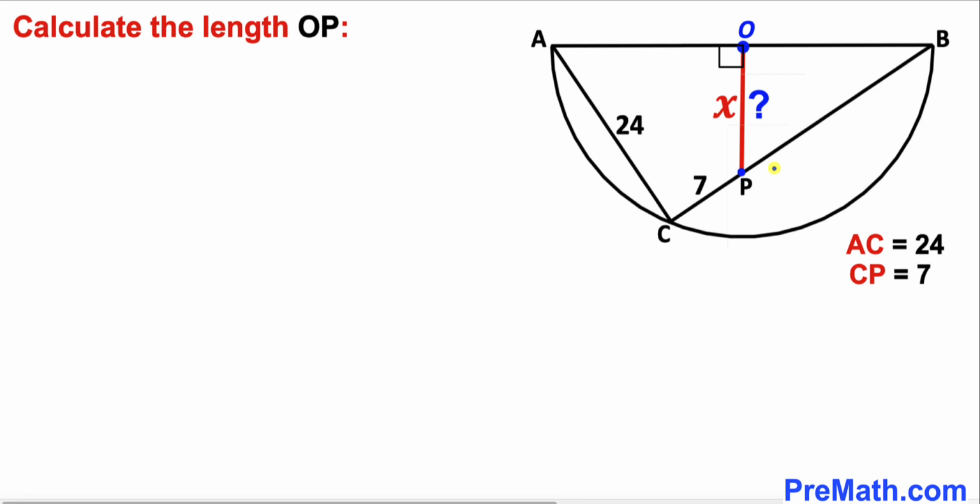In this diagram, we have triangle ABC inscribed in a semicircle, where O is the center of the semicircle, AC is 24 units, and CP is 7 units. Now we are going to calculate the value of segment OP.